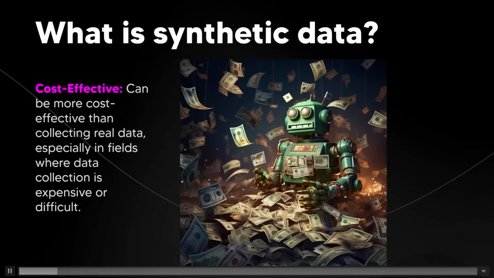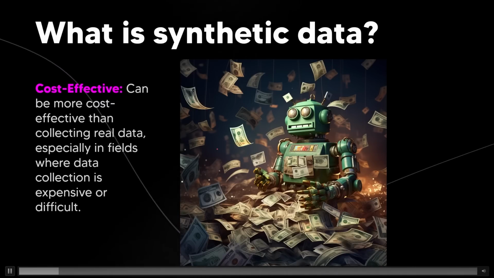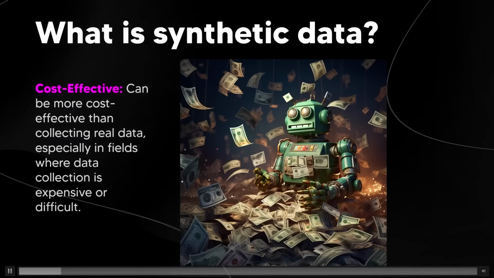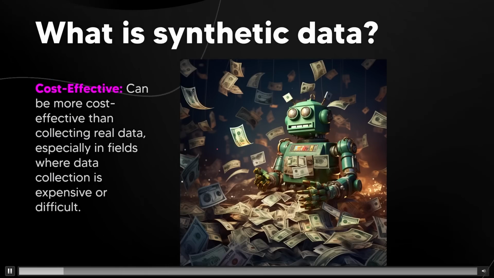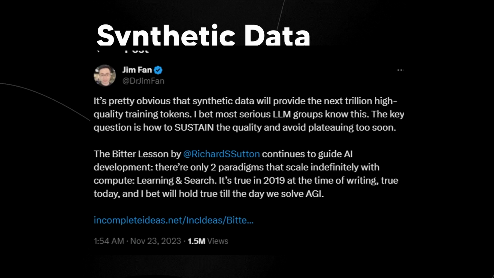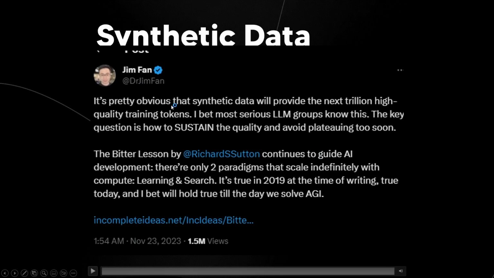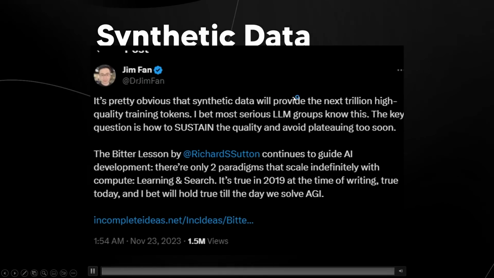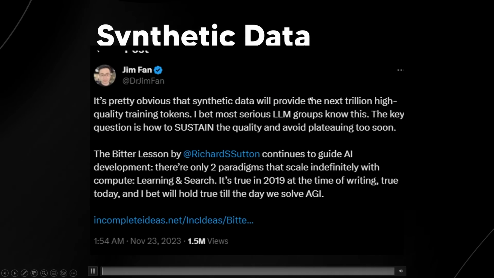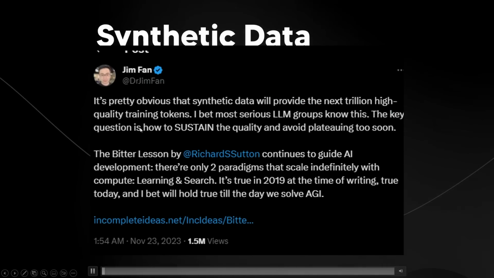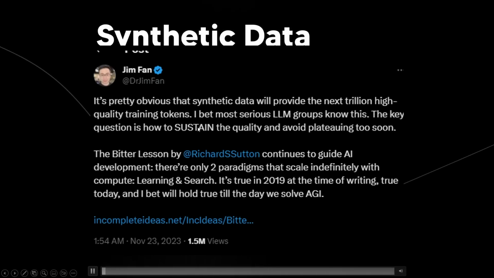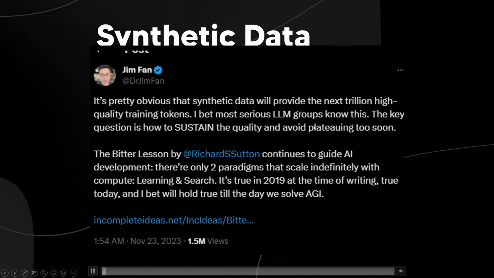Now, we need to get onto some other comments from other industry leaders in AI as to why synthetic data could lead the revolution in AGI. So we can see here Dr. Jim Fan, a senior NVIDIA AI scientist, says that it's pretty obvious that synthetic data will provide the next trillion high-quality training tokens. I bet most serious LLM groups know this, and the key question is how to sustain the quality and avoid plateauing too soon.